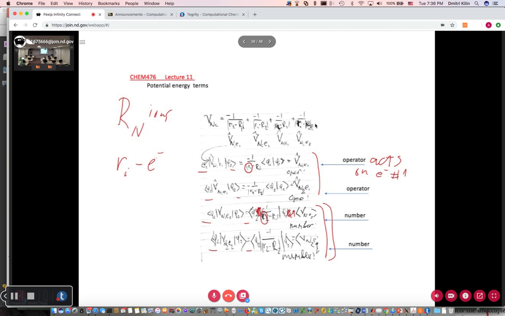So if we consider the attraction between electrons and nuclei, we convert part of the terms into numbers, and part of the terms become one-electron operators. Okay?